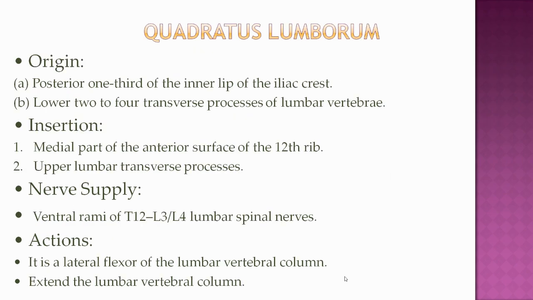Now we'll see the quadratus lumborum. It takes the origin from the posterior one-third of the inner lip of the iliac crest and the lower 2 to 4 transverse processes of the lumbar vertebrae, and it takes the insertion into the medial part of the anterior surface of the 12th rib and the upper lumbar transverse processes. It is supplied by the ventral rami of the T12 to L3 or L4 spinal nerves. It has the action of lateral flexion of the lumbar vertebral column, and it will extend the lumbar vertebral column.